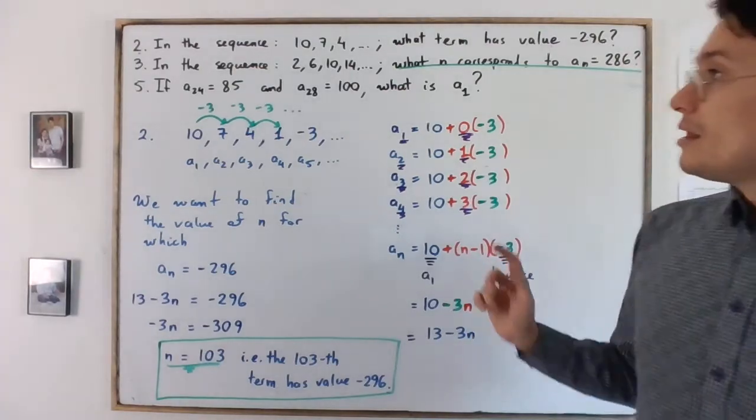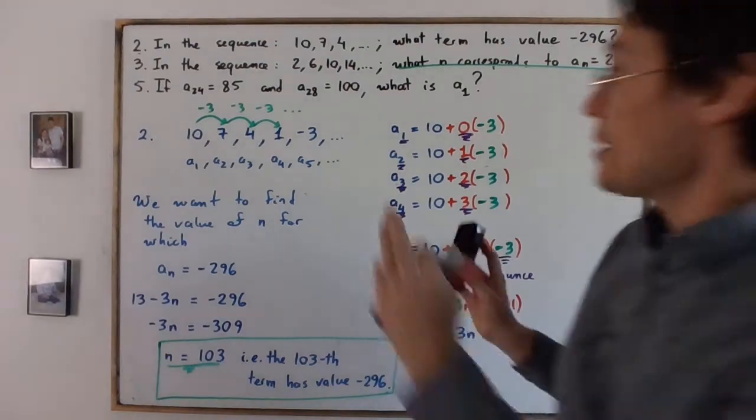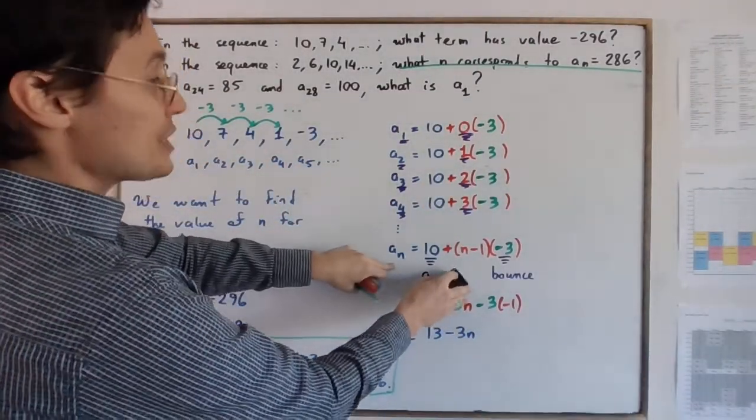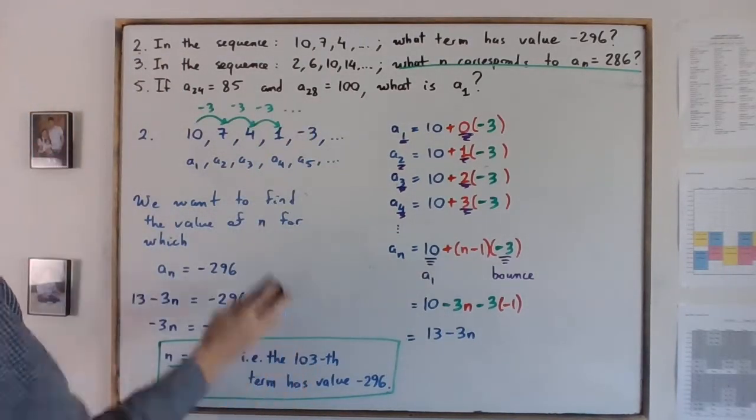Okay, now let's talk about number 5. Okay, so number 5, now we need a more general formula than this. So what I'm going to do is erase all of this.